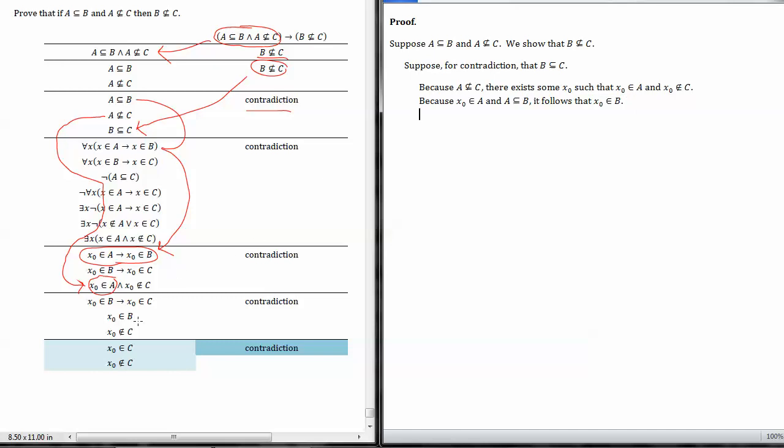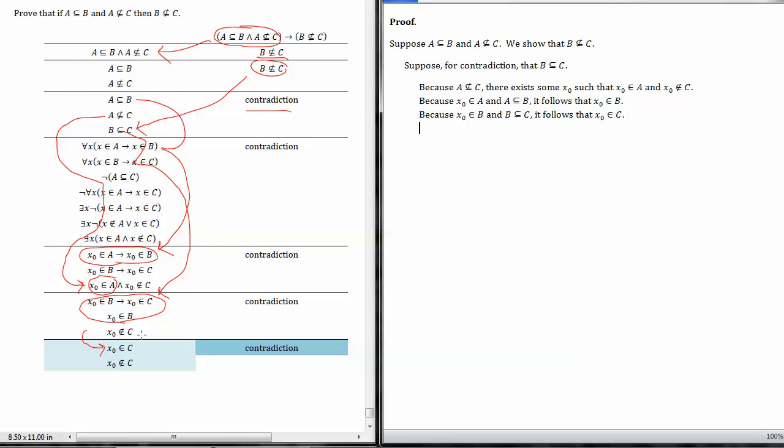And then we did quite a similar thing, right? Now that we have X naught in B, we can combine that with the other conditional by modus ponens to see that X naught is in C. Okay, and this conditional came from B being a subset of C, right? Whose definition was right here, and then universal instantiation got us to the conditional. So another modus ponens to write up, because X naught is in B and B is a subset of C, it follows that X naught is in C.